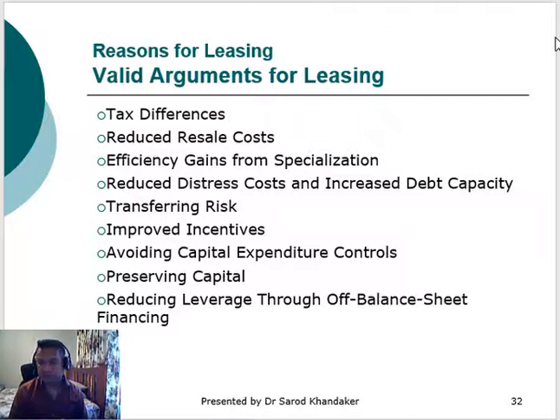One is the tax differences. Second is the reduced resale cost. 3. Effective gain from specialization. 4. Reduced distress cost and increased debt capability. 5. Transferring the risk. 6. Improved incentives. 7. Avoiding capital expenditure controls. Number 8. Preserving capital. And number 9. Reducing leverage through off-balance sheet financing. These are the valid arguments for leasing.